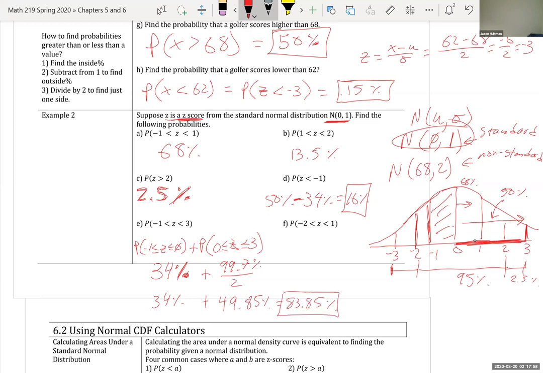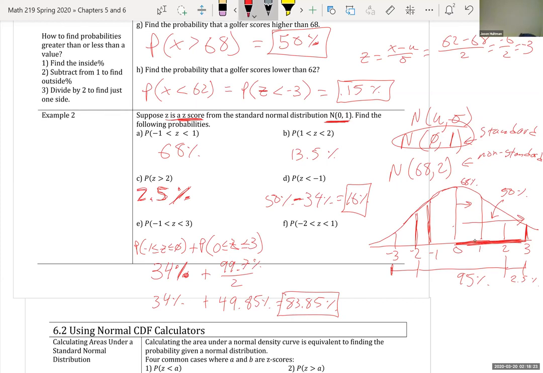Okay, 83.85%. Okay, what about the last one here? -2 to -1. Or sorry, -2 to +1.